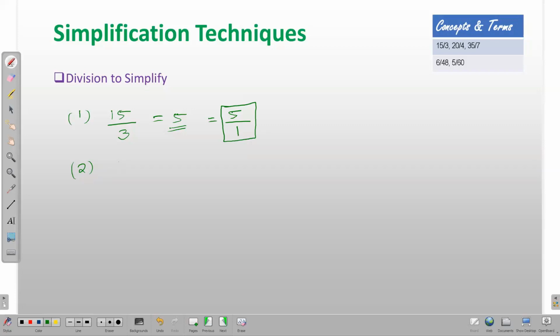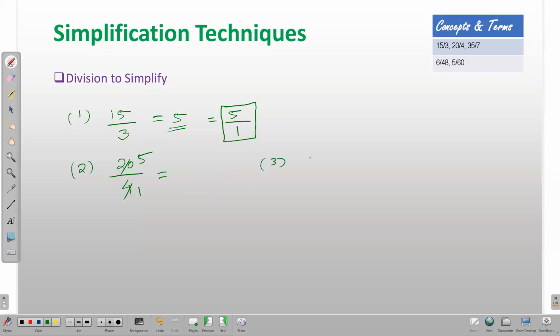Next Acha is writing 20 divided by 4. You know the answer, 5. 5 divided by 1. Now Acha is going to show you something. What Acha did here: you cut it and put 5 and 1. Now we are going to write something else.